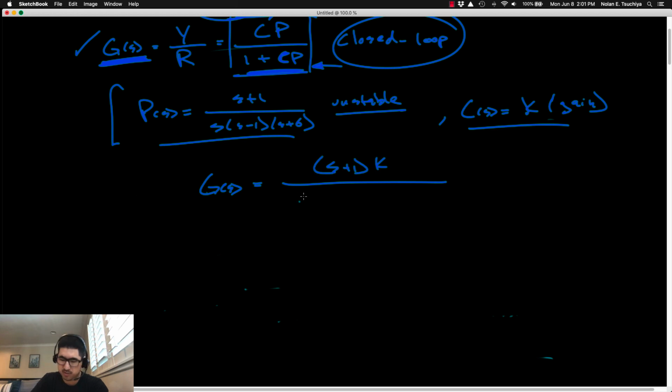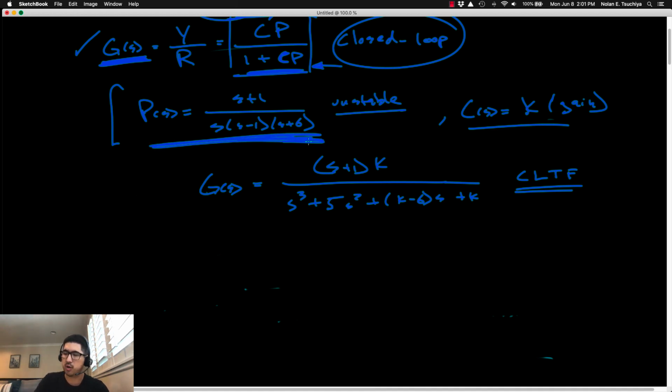It's k times (s plus 1), and in the denominator, I have s cubed plus 5s squared plus (k minus 6)s plus k. Right? This is my closed loop transfer function, and this is precisely how my system is going to behave as soon as I close the loop. Okay? So I'm changing the dynamic behavior of that system by using feedback control. It's no longer behaving according to the plant dynamics. It behaves according to the dynamics of the transfer function g.